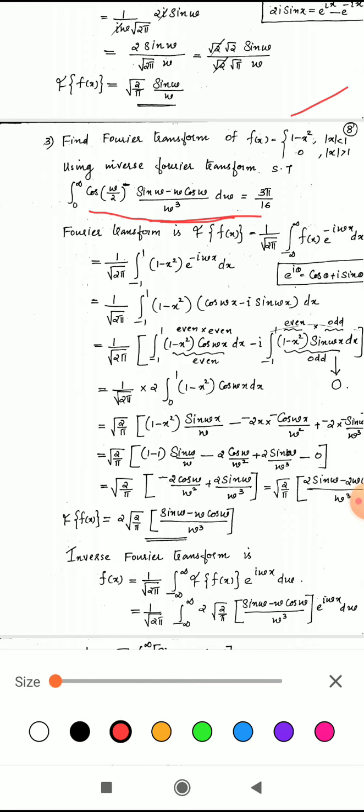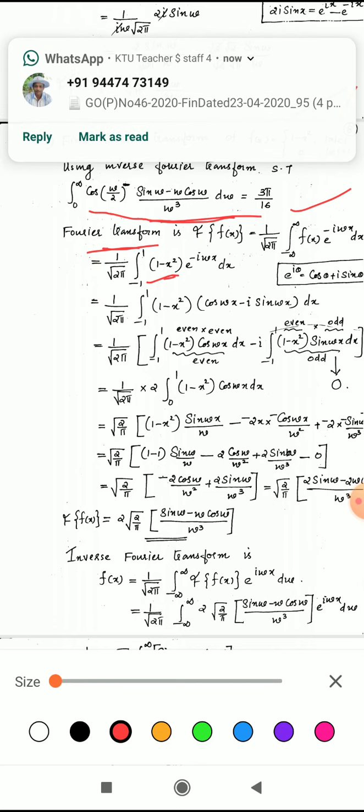First, write the definition of Fourier transform. F of omega equal to 1 by root 2 pi integral minus infinity to infinity f of x e raised to minus i omega x dx. Here f of x is 1 minus x square and the interval is mod x less than 1. Mod x less than 1 can be written as minus 1 less than x less than 1. So, the interval is from minus 1 to 1.